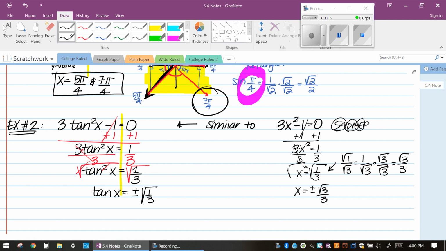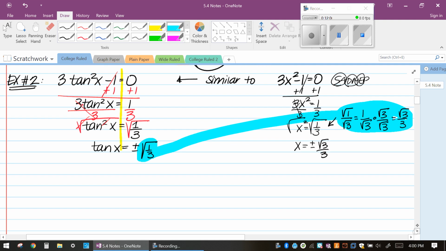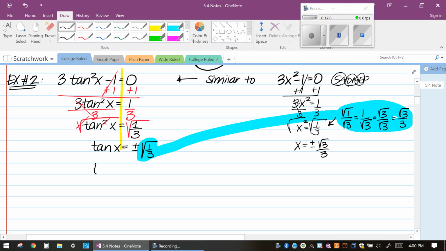And take a look at, I'm going to highlight it in blue, how you square root a fraction. You square root the numerator and the denominator. Then you rationalize. Okay, now think about what the question is asking you.